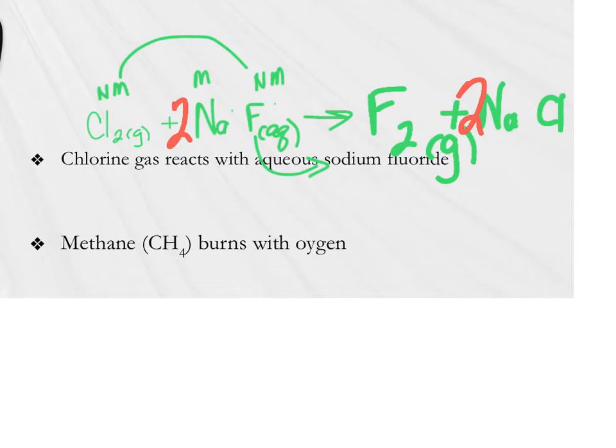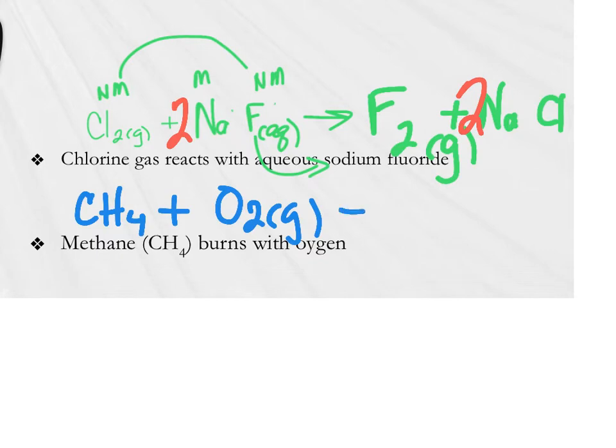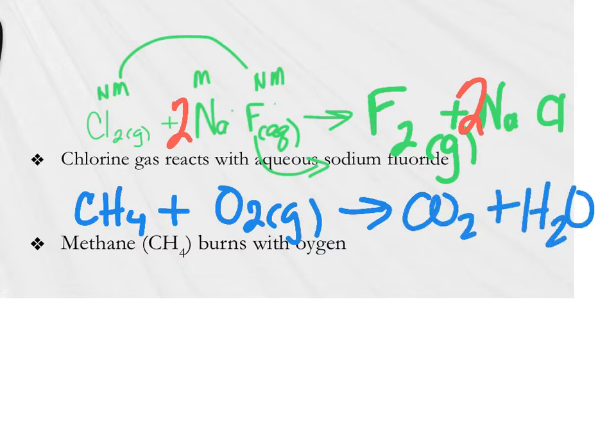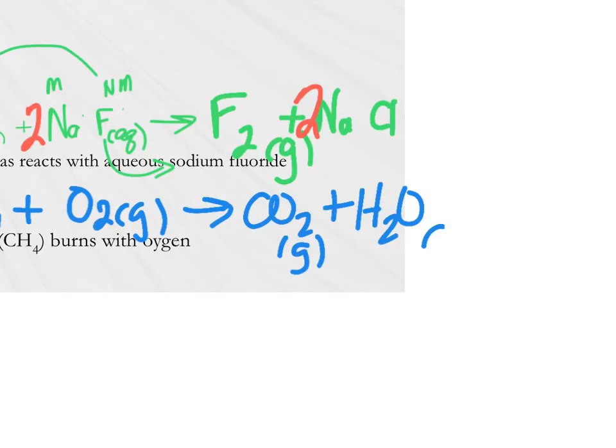All right, next one, methane burns with oxygen. So methane, and we don't know what state of matter that is, so we'll just leave it, plus O2, because it's a diatomic. Okay, and remember we said this was a combustion, so this is like no-brainer. This one's easy, easy, easy. We just go carbon dioxide and water, and we're done. Except for it's not balanced. But carbon dioxide is a gas, water is a liquid. There we go.